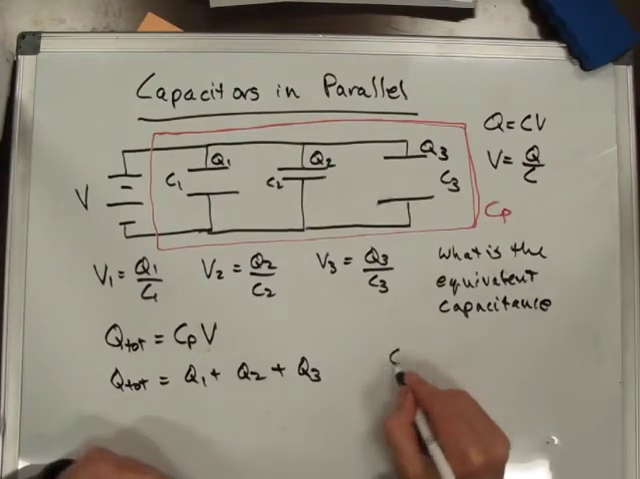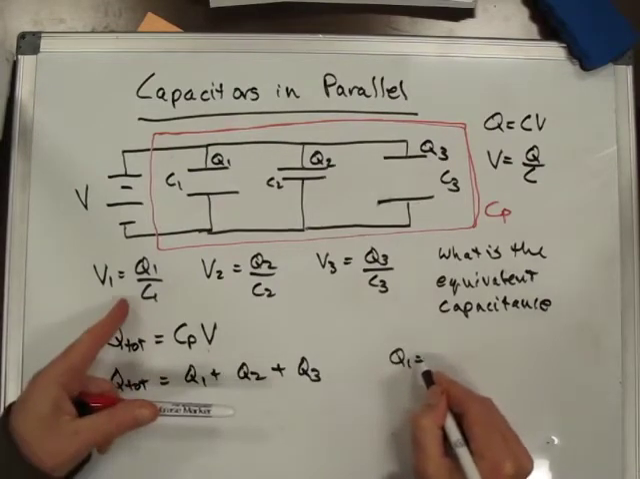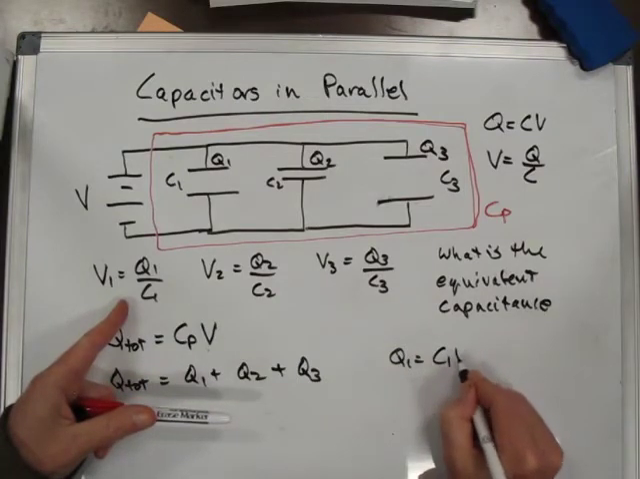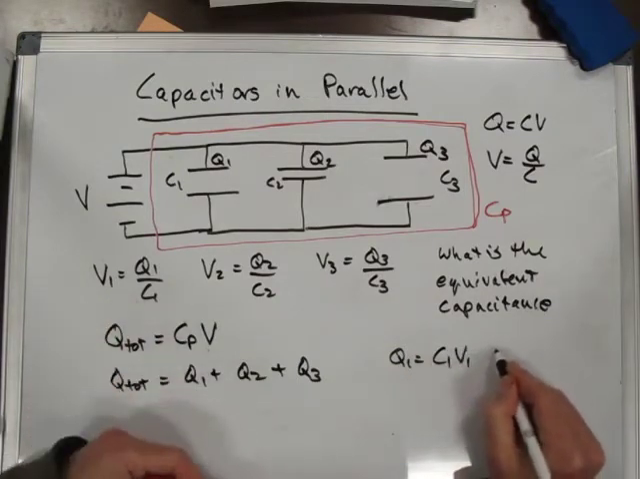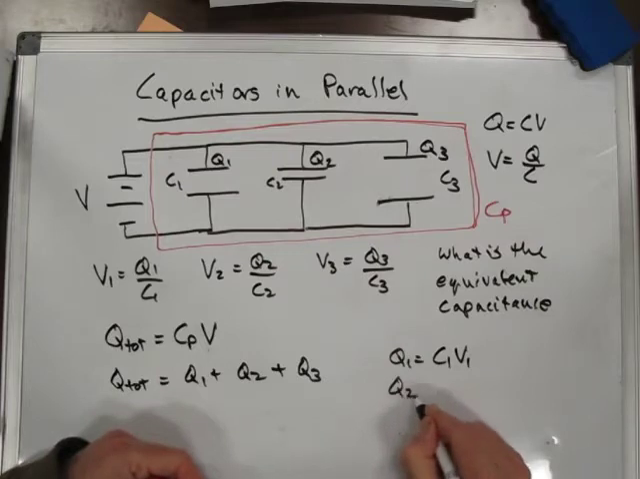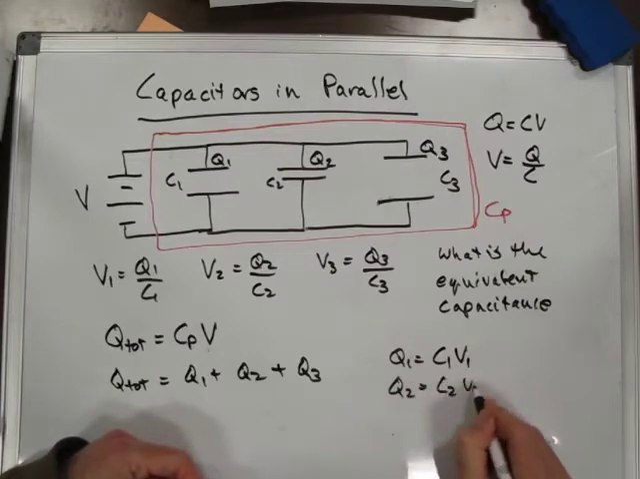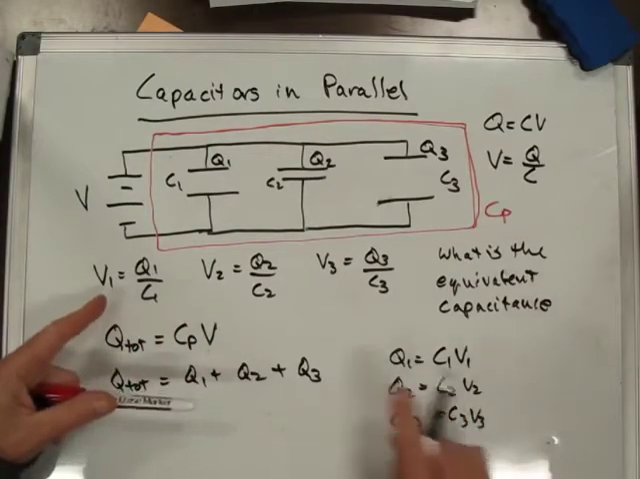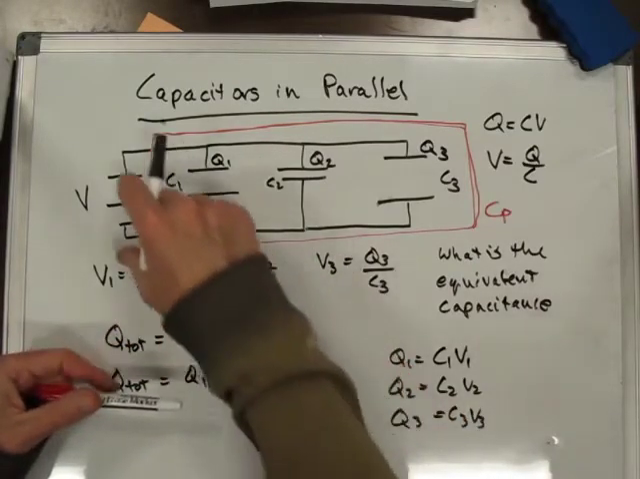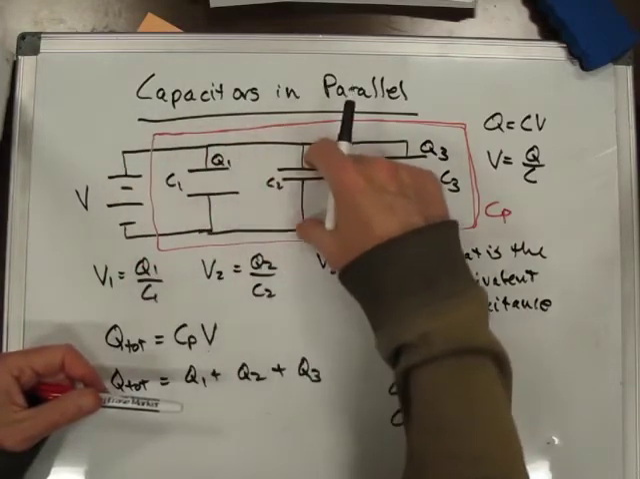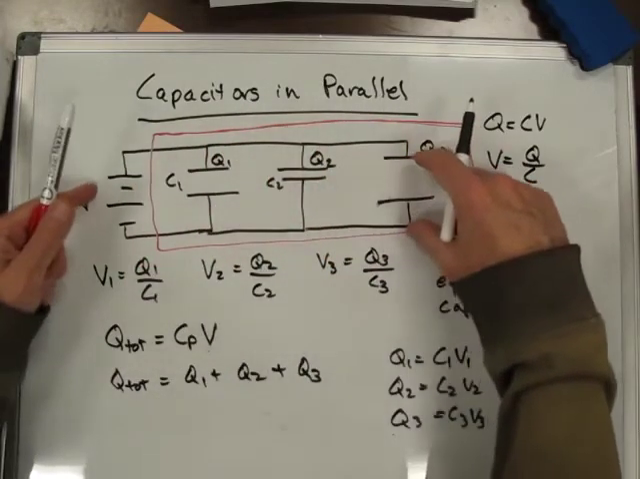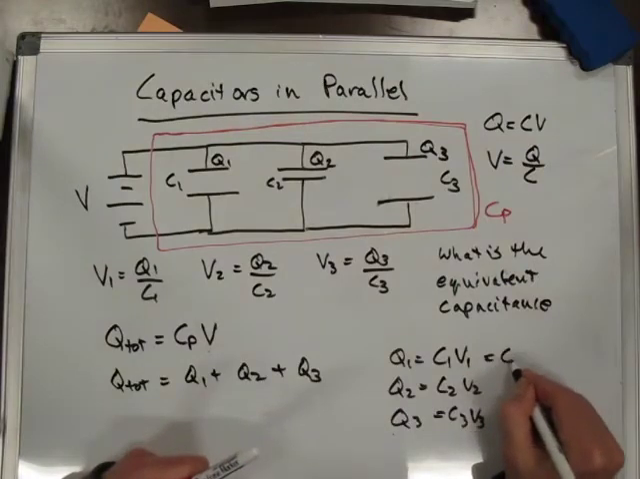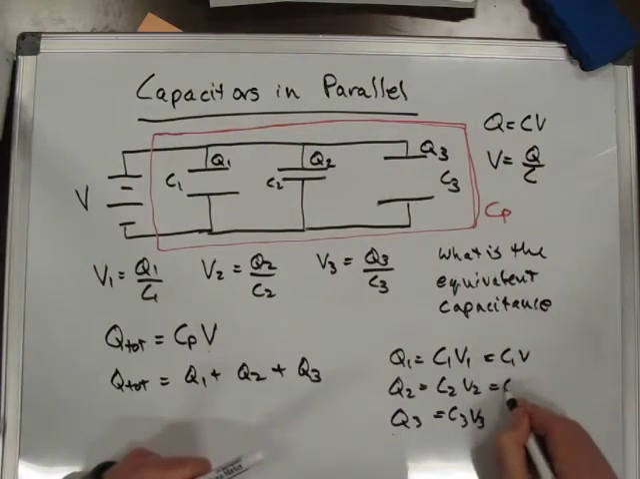Well, Q1, if I just rearrange this equation, is C1V1. Q2 is equal to C2V2, and Q3 is equal to C3V3. But to circle all the way back, these V's are all the same. We just said at the beginning that this guy has the same voltage as this guy and this guy because the battery is connected across all three. And so that's C1V, C2V, C3V.